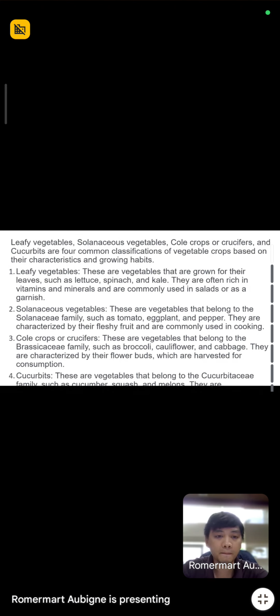So, it is clear now. Some answered letter A, leafy vegetables, because they also use the leaves there. But when it comes to the classification of vegetables, broccoli, cauliflower, and cabbage fall under the Brassicaceae family, or the cole crops or crucifers.